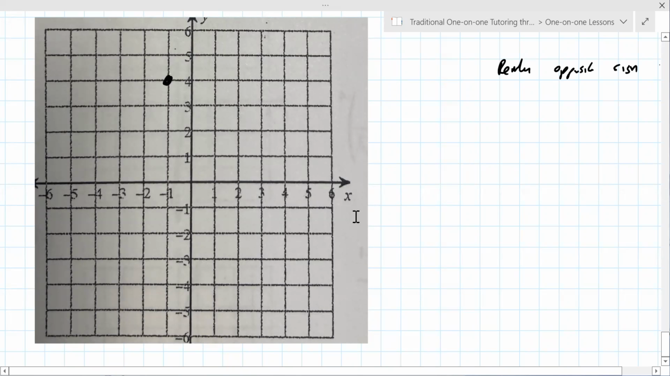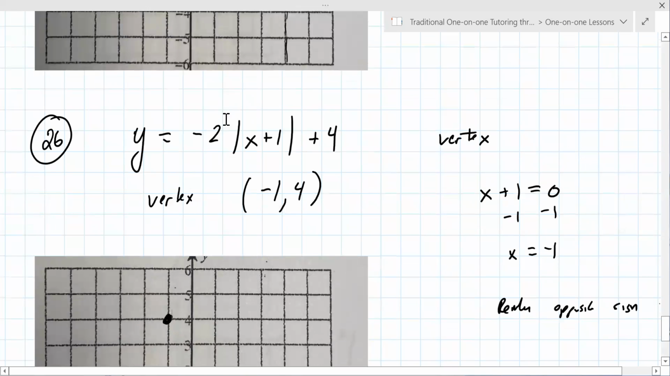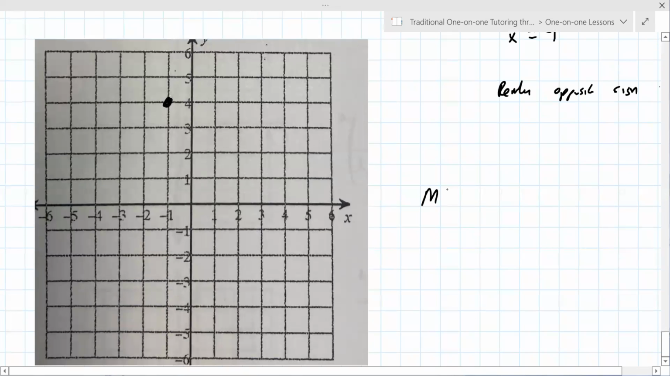Does the graph open up or down? It goes down. So the slope is -2 or -2/1. So that tells you from this vertex point where you're going: right 1, down 2, right 1, down 2, right 1, down 2. And then you mirror those points across the vertex line, the axis of symmetry there. And that's it.